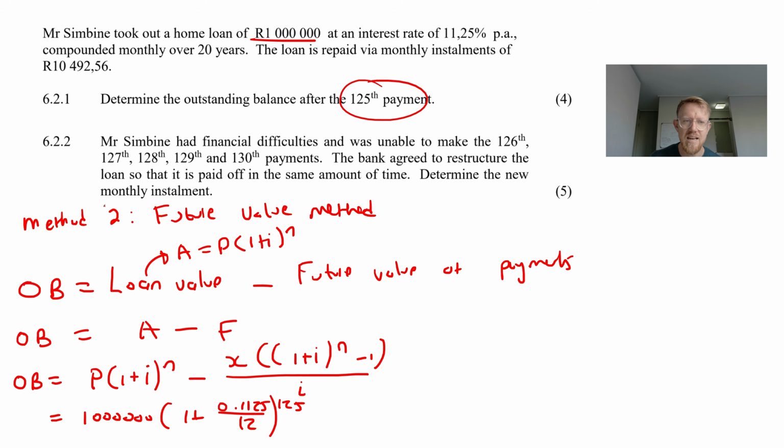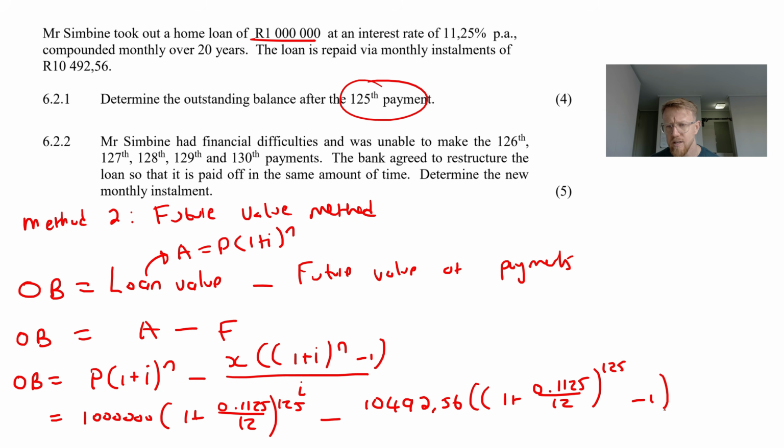Whereas in method 1, when you use the present value method, your N value is the number of payments that still have to be made. Okay, and then you're going to say the monthly installment, which is 492.56, times (1 plus 0.1125 over 12) to the power 125, minus 1, all over 0.1125 over 12. And if we had to go work that all out, my calculator nearly ran out of space there.